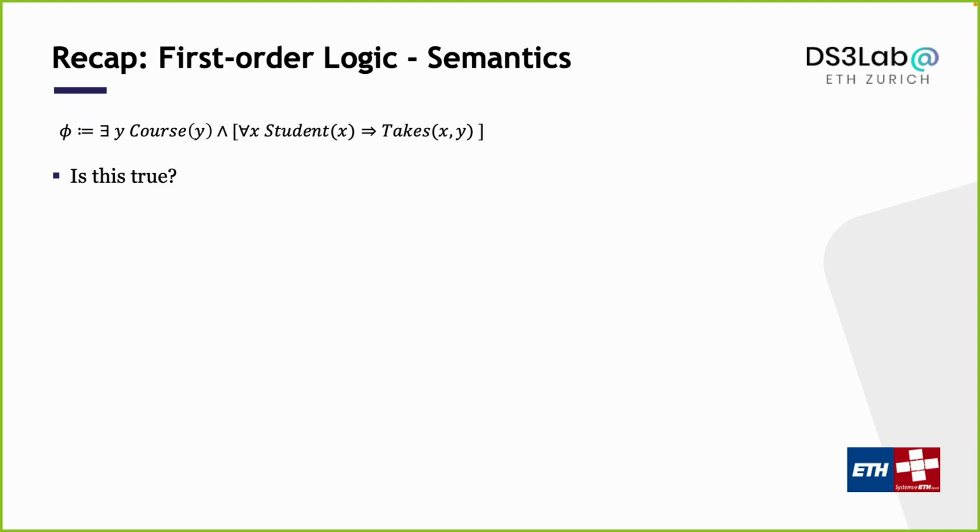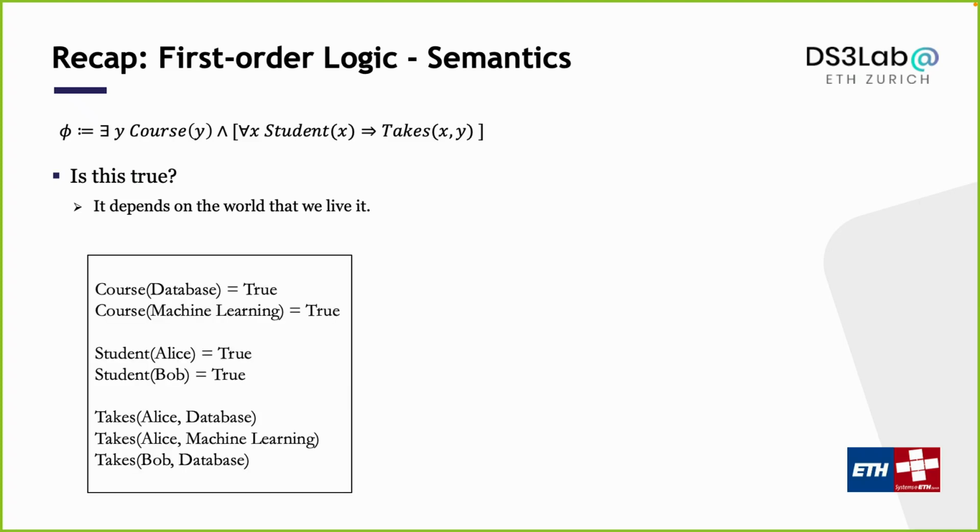Is this true? This is a logical statement about this world. It depends on the world that we live in. We could live in different types of worlds. We could live in a world where database is a course, machine learning is a course, Alice is a student, Bob is a student, Alice takes database, Alice takes machine learning, and Bob takes database. This could be one universe that we live in.